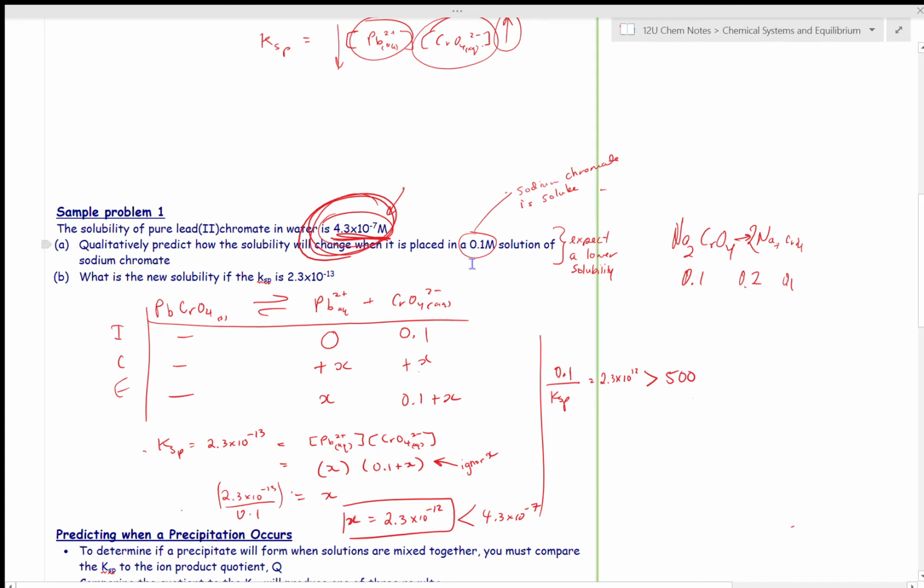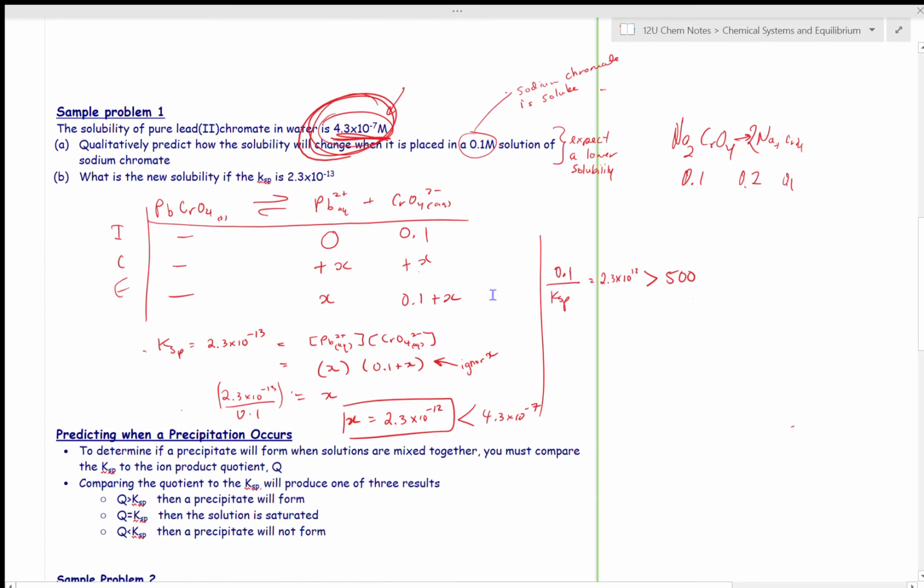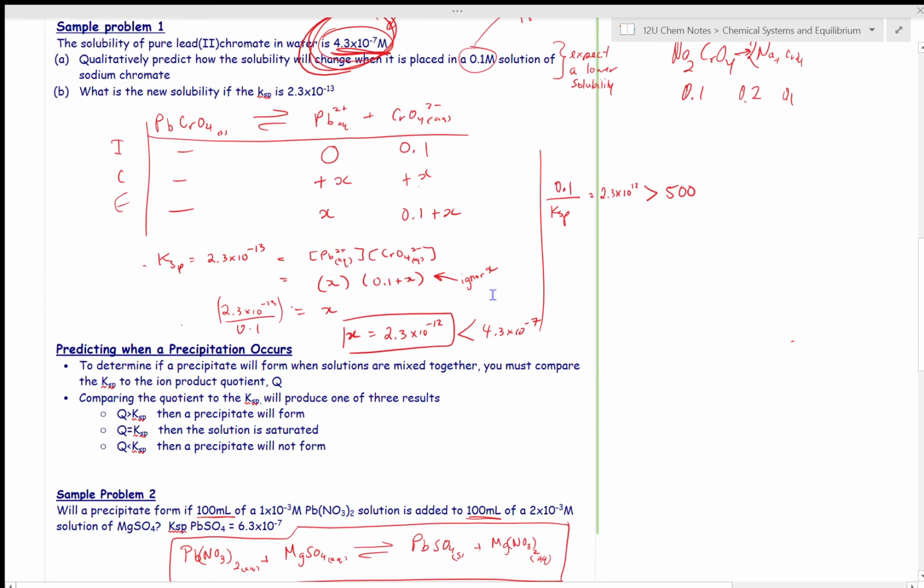I hope everybody's good. So let's go on to another type of problem, and this is predicting whether precipitation happens. Sometimes you mix chemicals together, and you want to know whether the concentrations you have in the solution are large enough to produce precipitates. To determine if a precipitate is going to form, you have to compare the KSP value to the ion product quotient, which we will call Q, or QSP, sometimes written.